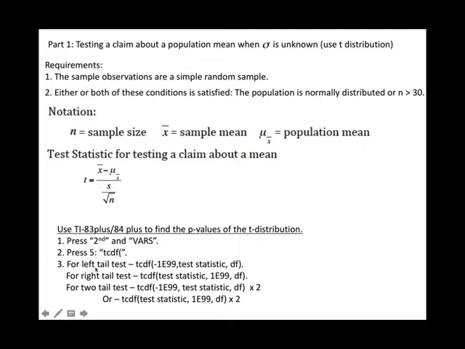For example, for a left-tail test, you find the t cumulative area from a really small number, -1e99, to your test statistic, and then the degrees of freedom. For a right-tail test, you start with the test statistic, with the upper value 1e99, and then the degrees of freedom. For the two-tailed test, it depends on your test statistic. If your test statistic is a positive number, you use this one. If it is a negative number, you use that one. But make sure you multiply by 2 after you find the area, because you have two tails.